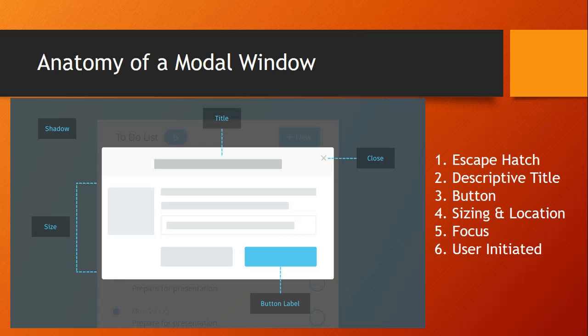Now what is the anatomy of a modal? When we are working on the anatomy of a modal, these are the 6 points that we need to take into consideration. The first: you must give users a way to escape by giving them a way to close the modal. This can be achieved in the following ways. Either you can provide a cancel button, a close button, an escape key or any click outside the window. Each modal window must also have a keyboard accessible control to close that window. That is, the escape key can be used to close the window.